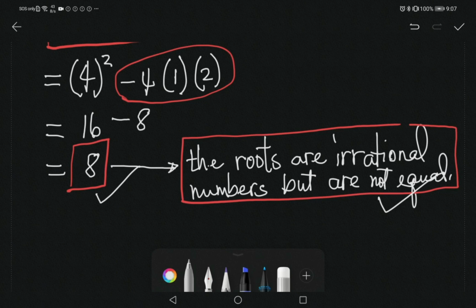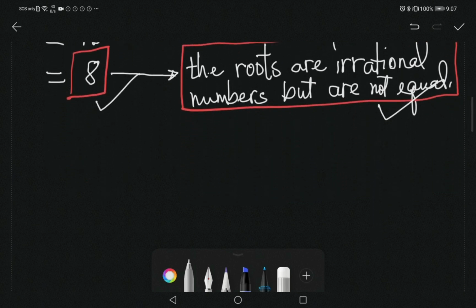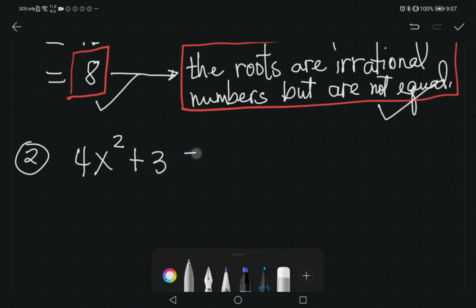Then we'll go to example number 2. Example number 2, for example, 4x squared plus 3 equals 5x.